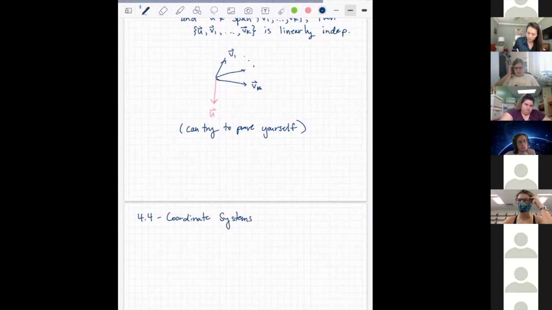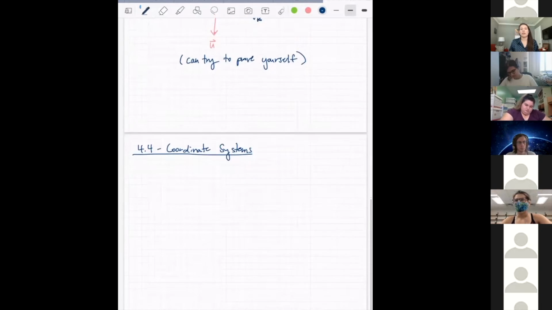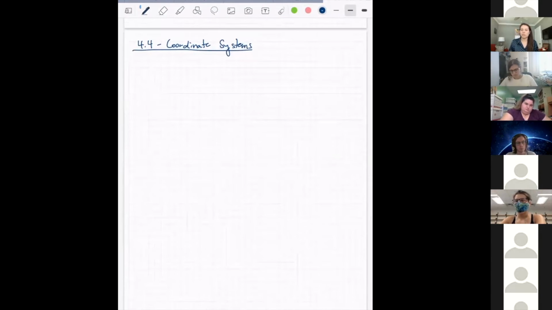Okay, so this is section 4.4, which is about coordinate systems. So we've talked about coordinate vectors in terms of a basis earlier in the semester. So we're going to review that and also talk about this in terms of our abstract vector spaces. Okay, so the first thing is this unique representation theorem.